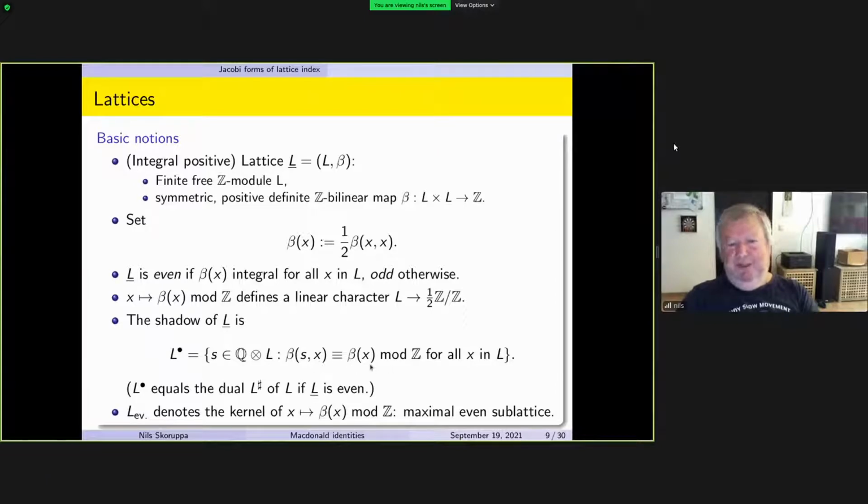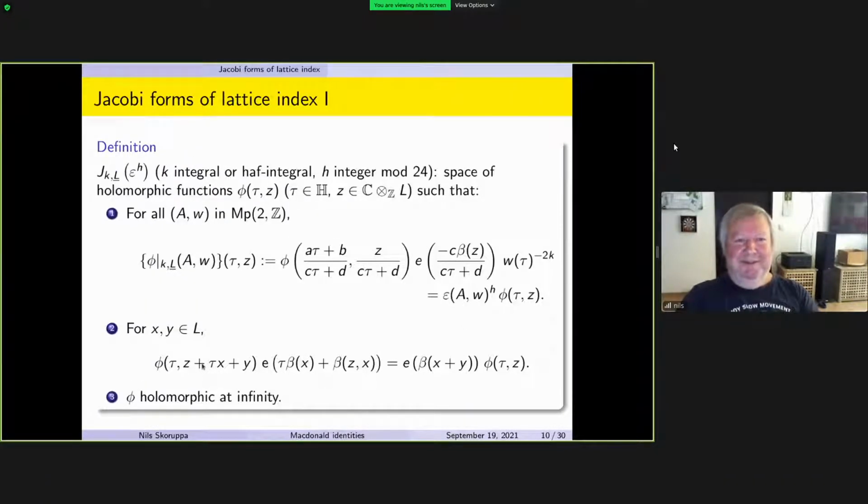And it's this definition that I give here, and this definition just makes it that it's not just L sharp, the dual lattice. So if L is even, this L dot equals L sharp. Otherwise, it's slightly different. One can work out more precisely what it is, but I don't want to go into it. Then we have the maximal even sublattice of L, which is nothing else but the kernel of this map x to beta x mod Z. Okay, so that is what we need for lattices. So the shadow is quite important for us also. I'm sorry for these technical things, but it's just like that.